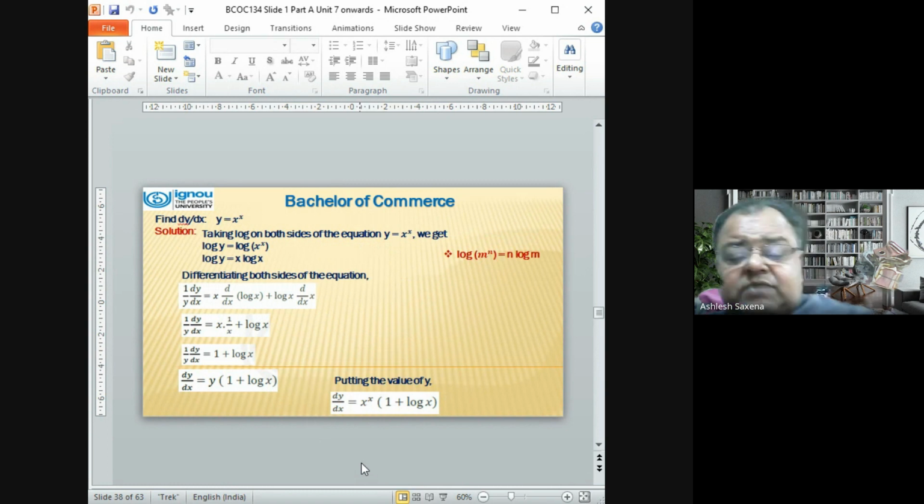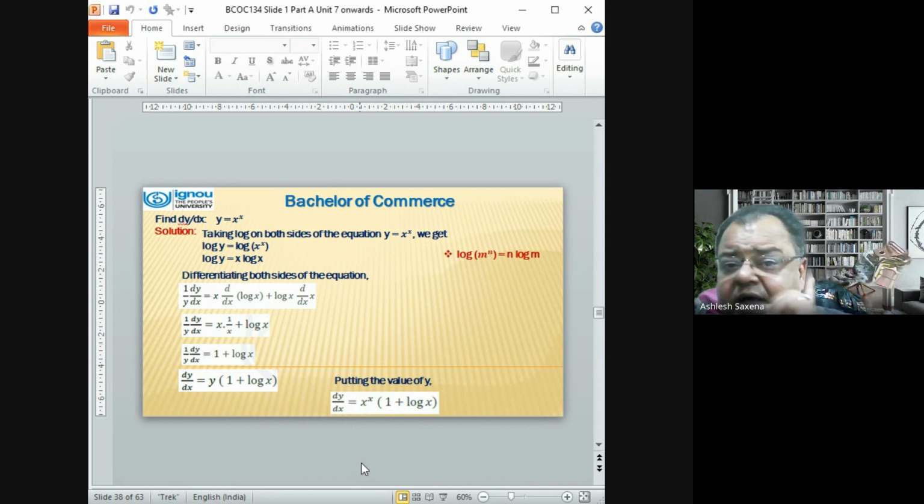Your problem is y is equal to x raised to the power x. The power x cannot be reduced. So what we will be doing? We will be applying log on both sides. So it will become log y is equal to log x raised to the power x. We will apply the property again. So this will become log y is equal to x log x. x and log x are two functions in the form of u and v. We will write, differentiating both sides.